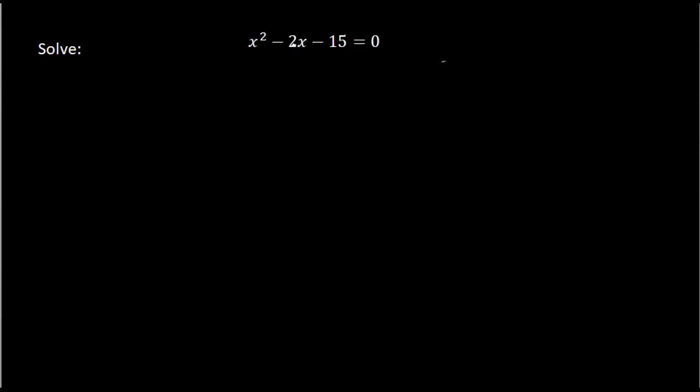So first of all, in order to solve this quadratic equation, we simply add 15 on both sides, or transfer this negative 15 to the right side. So let us do that. We are simply adding 15 on both sides. So basically this 15 gets cancelled and our equation becomes x square minus 2x equals 15.